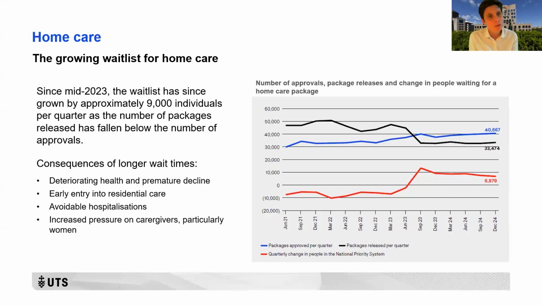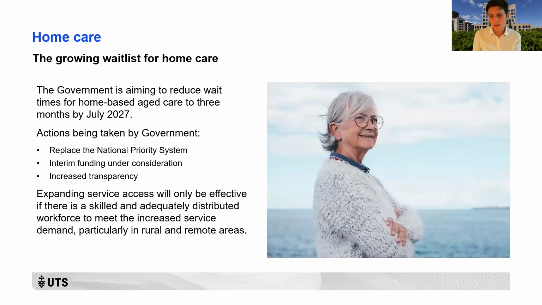And it also places increased pressure on caregivers, and noting that the caregiving is disproportionately provided by women, this also has some gender effects. Now, the government has announced in September 2024 its aim to reduce wait times to 3 months by July 2027. And it has indicated that it seeks to achieve this through certain measures.